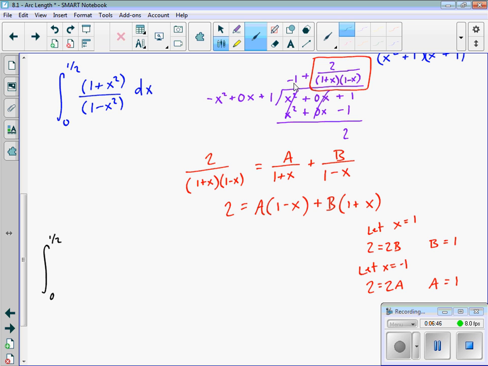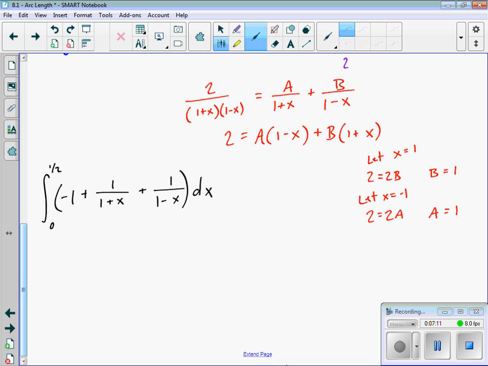Now remember, don't forget about this minus 1 here. So we've got negative 1, and then plus 1 over 1 plus x. And then plus 1 over... and there's still one thing that a lot of people do wrong. They do all this work, and then on the multiple choice, they still get a question wrong, even though you did everything right up to this point.